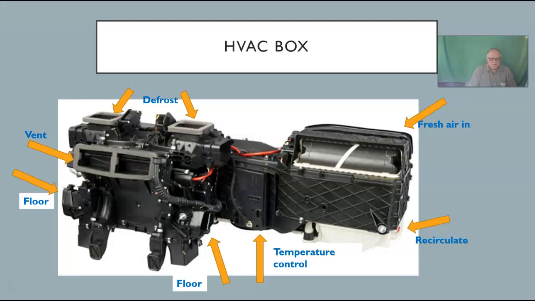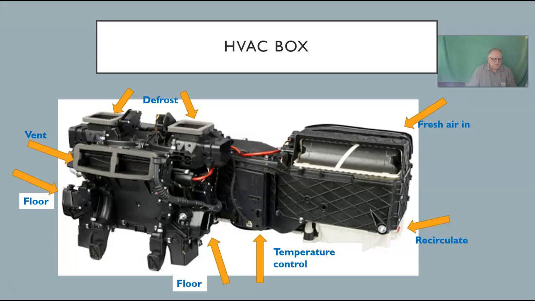Down at the bottom is the recirculate. That's where it's going to bring in the air into this HVAC box from inside the vehicle. So when you choose recirculate, it's going to have a door inside there that's going to flip, and it's going to bring in mostly recirculated air, but it's always going to bring in some outside air.